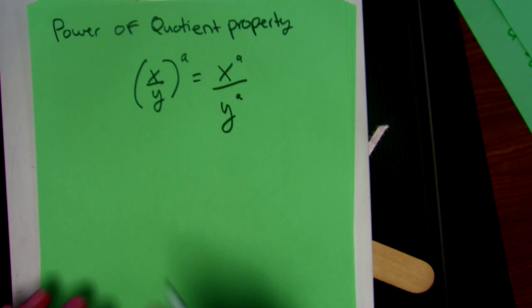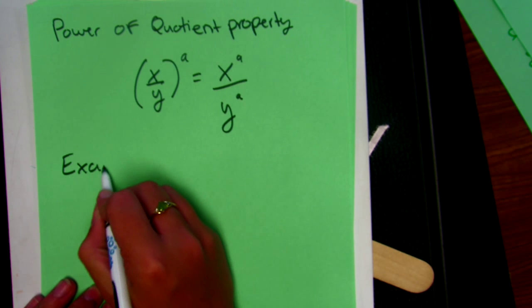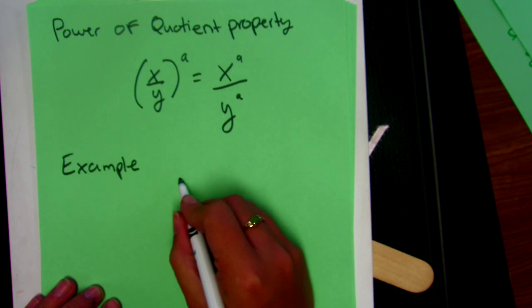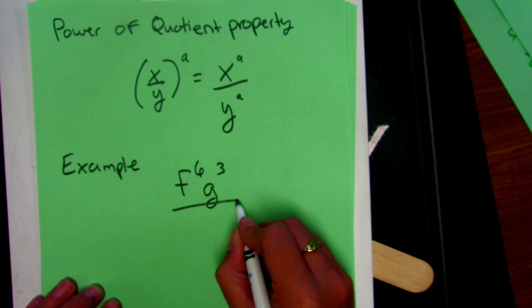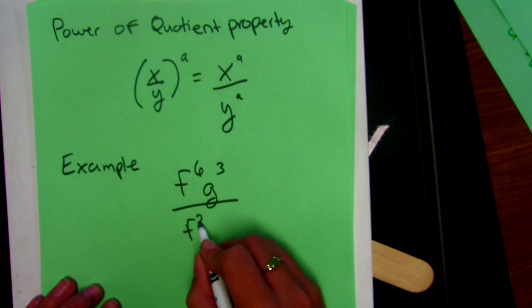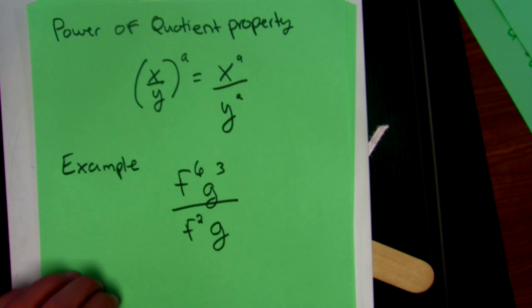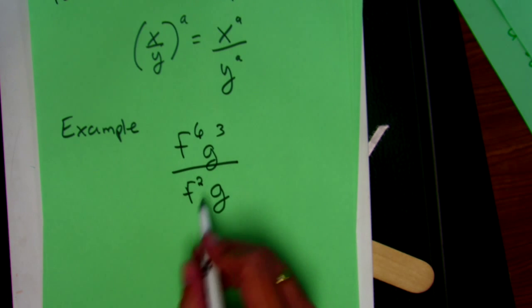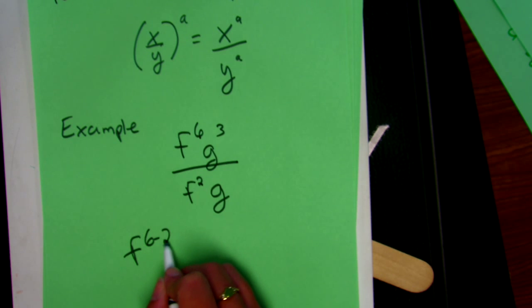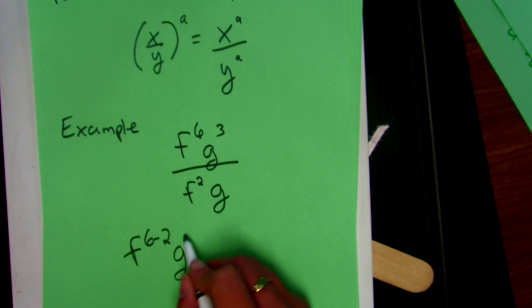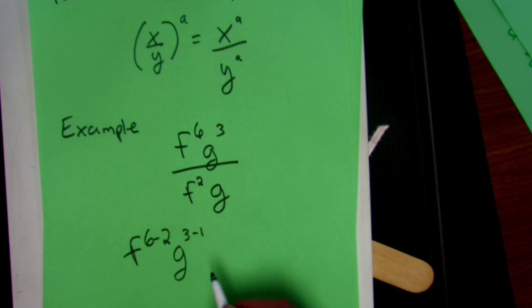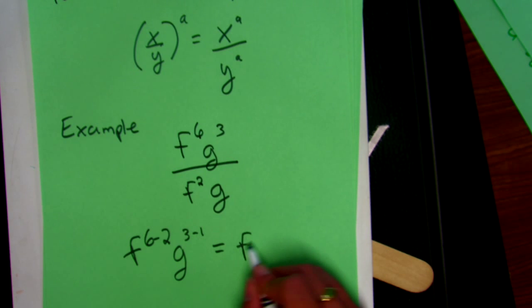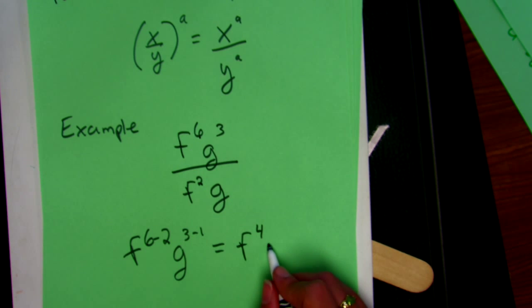Let's try an example. Let's say we have f to the 6th, g to the 3rd, over f to the 2nd, g. So, using our properties, we know that we have f to the 6th minus 2 and g to the 3 minus 1, because there's an invisible 1 on this g. So 6 minus 2 is 4, so that's f to the fourth, and 3 minus 1 is 2, so that's g squared.